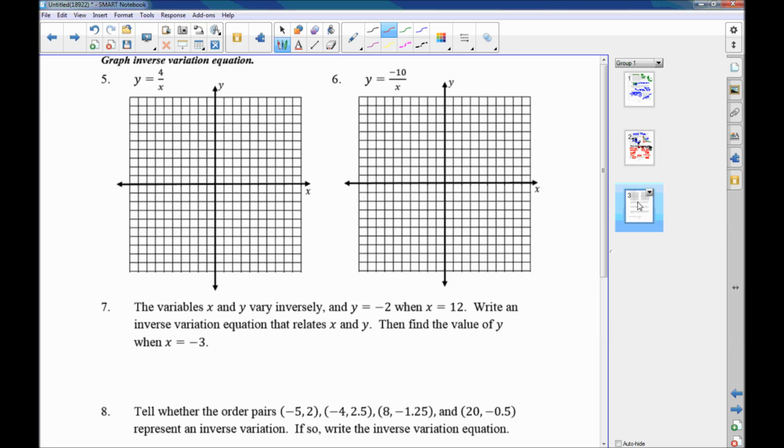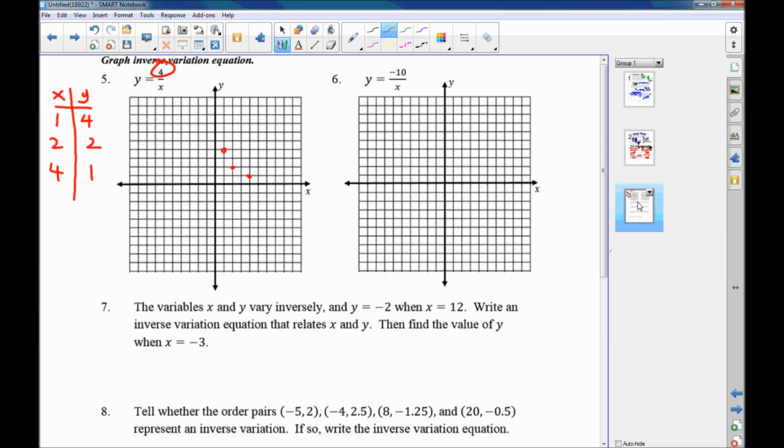All right. On number 5, we have y equals 4 over x. So for inverse variation, the x and y pair should always multiply to the constant of variation. So here we're just trying to think of numbers that can multiply to 4. So for instance, 1 and 4 would work. So we could plot a point at 1, 4. 2 and 2 would work. So we could plot a point at 2, 2. 4 and 1 would work. We could plot a point at 4, 1.